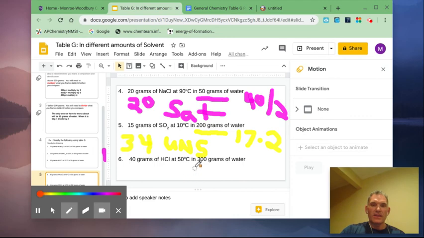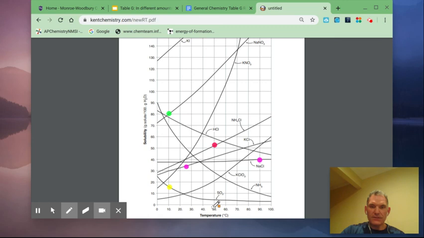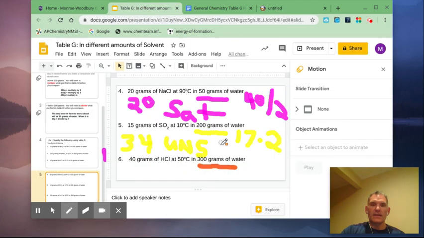It says we have 300 grams of water, HCl at 50 degrees Celsius. So HCl at 50 degrees Celsius, HCl is right there. Boom. I'm going to estimate that to be about 58. So 58, that's normally in 100. This says 300. So that's going to be 58 times 3. So I would take my calculator out because that's not an even number to work with.